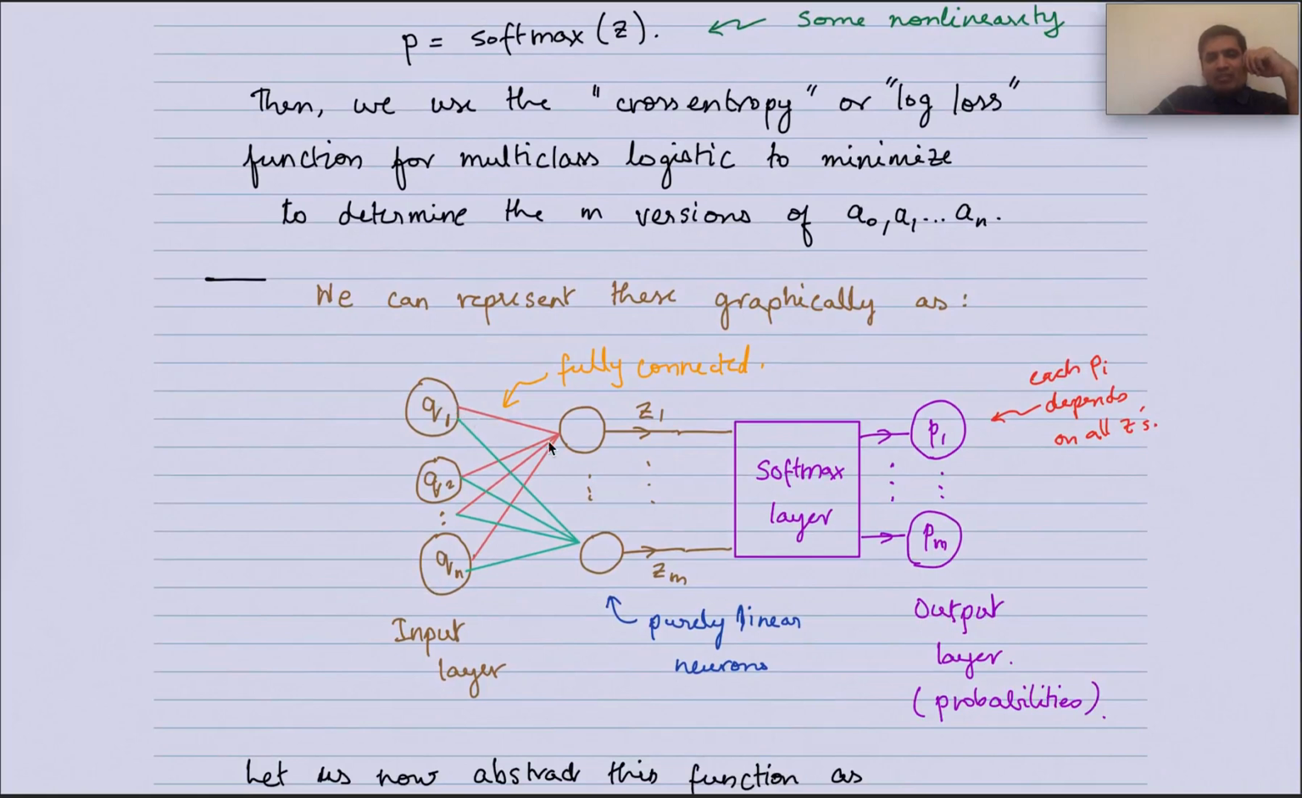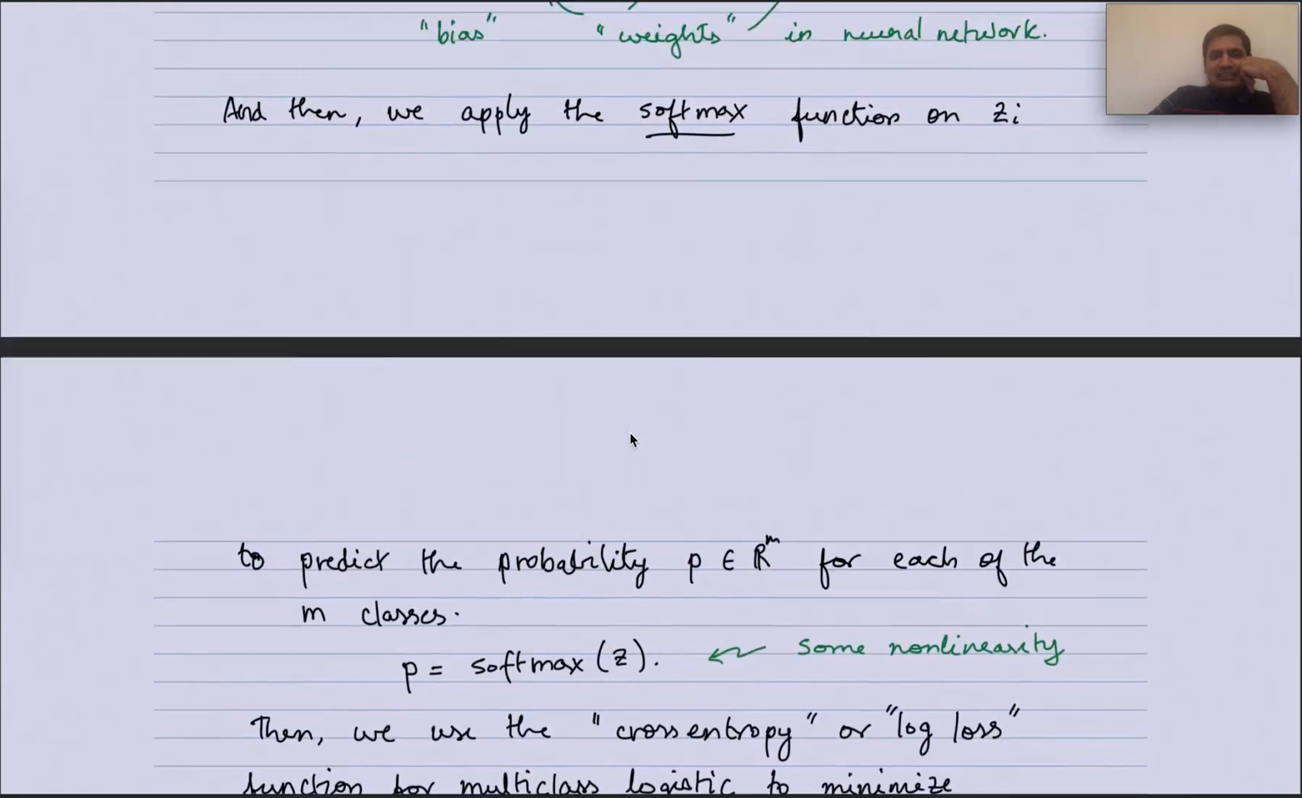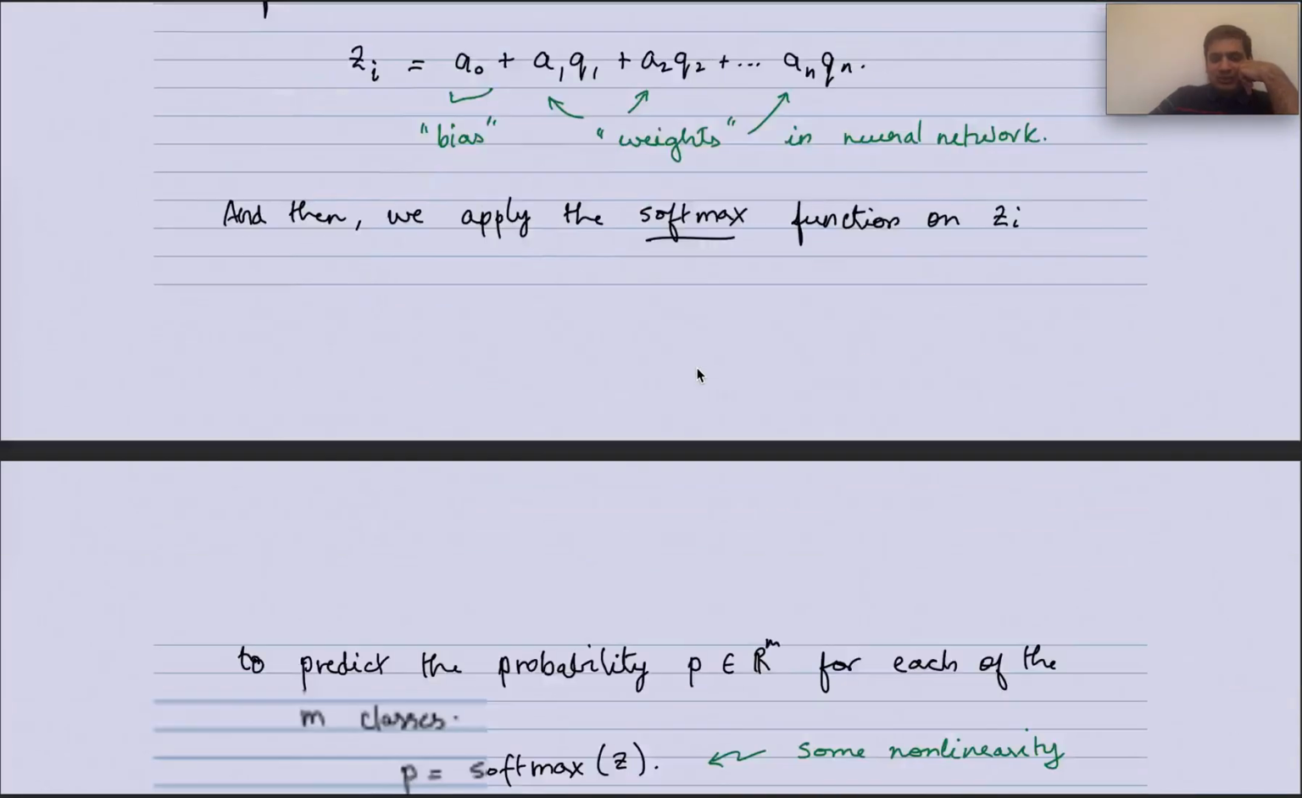Because all of them contribute to each output, we would call this fully connected. In other words, all neurons here are connected to all neurons here. It's called fully connected, or all-to-all connections. Now, Z is just a linear function of the inputs.